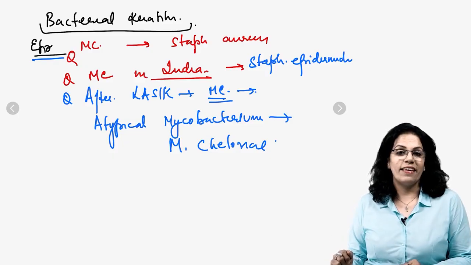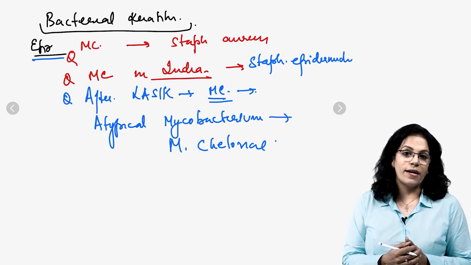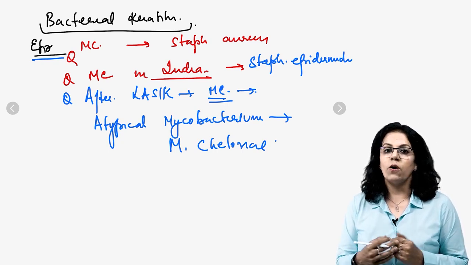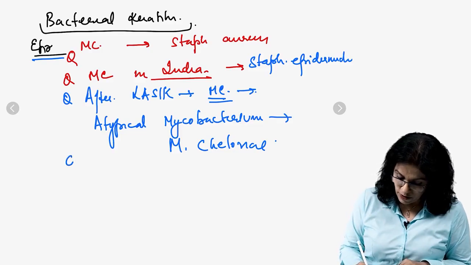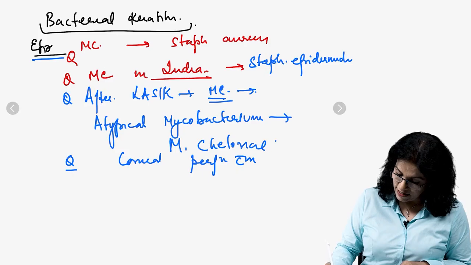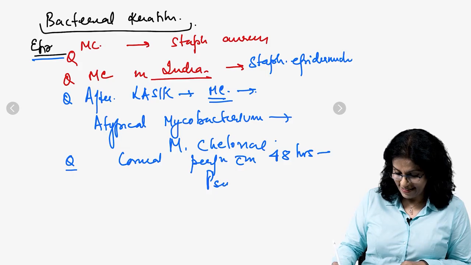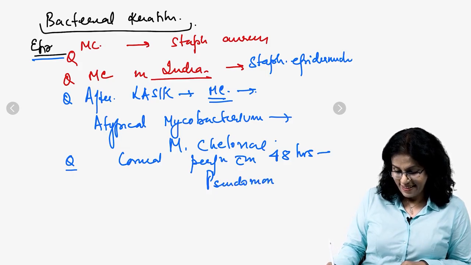There's one more thing. They've asked you, I'm just covering all the questions here, which bacterial infection can lead to corneal perforation within 48 hours. Within 48 hours. What will you answer now? You should answer Pseudomonas. Okay.